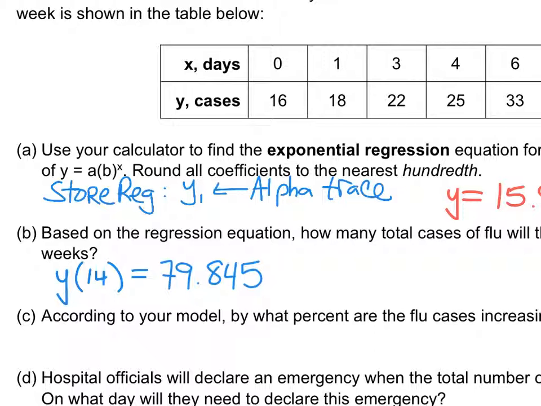So before you start saying things like, well, how could you have 0.845 of a person? It's really not that. You've got to think of the context of the situation. It's 0.845 of a case. So what would that mean? Is that possible? Maybe, maybe not. Are you a scientist? I don't think so.